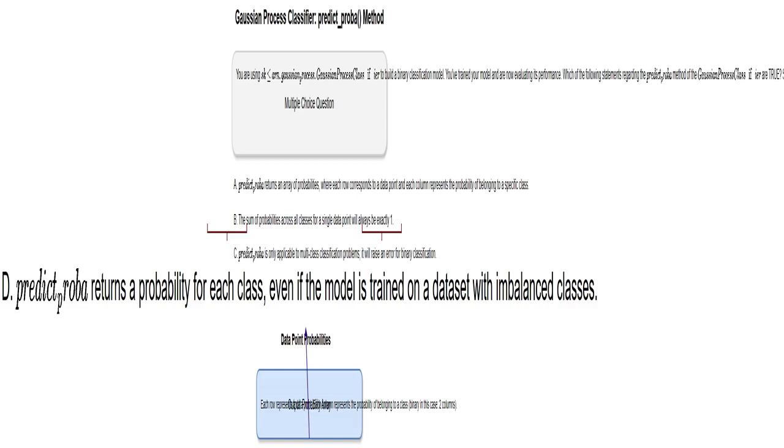Absolutely true. Even if one class is significantly more frequent than others in the training data, `predict_proba` still outputs a probability estimate for each class. The estimates might be skewed, but the method still computes a probability for each.